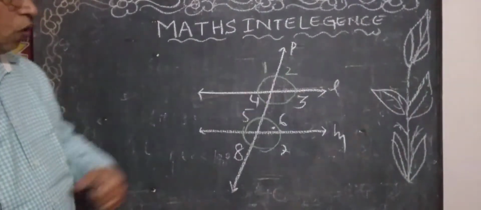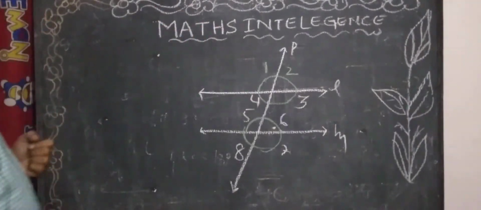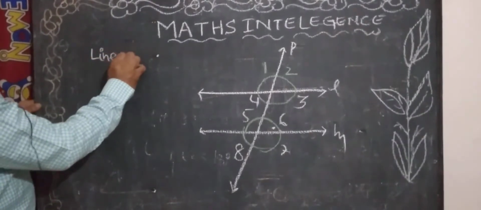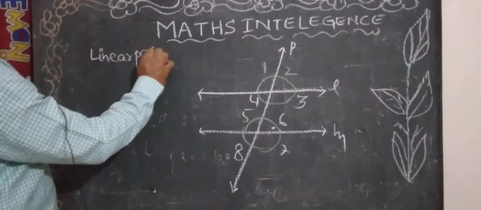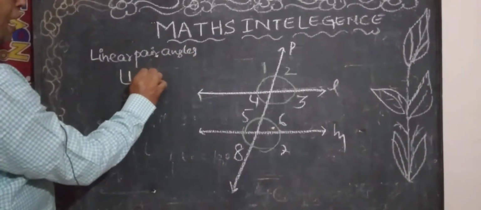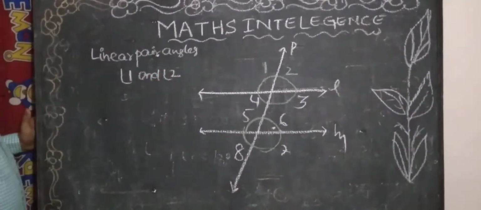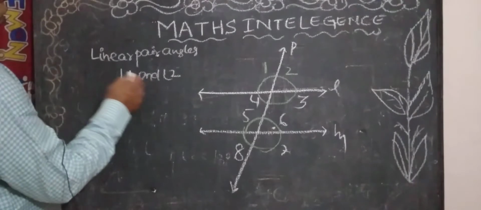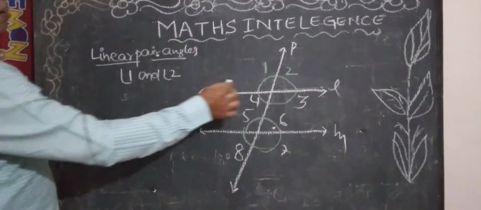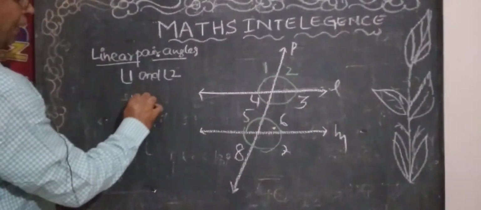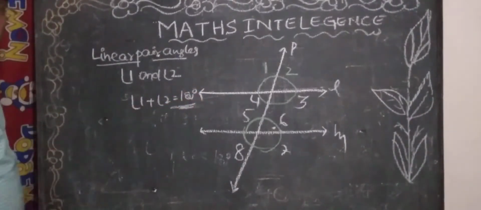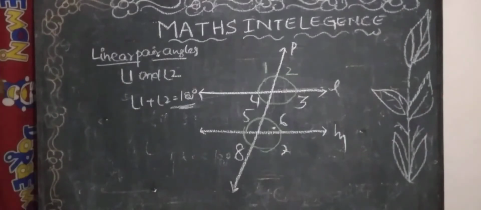See, angle 1 and angle 2. In the previous class we discussed that these two angles are said to be linear pair angles. What are linear pair angles? Angle 1 and angle 2, the linear pair angles or straight angle. The sum of these two angles, angle 1 plus angle 2, is equal to 180 degrees. This is one of the pairs.